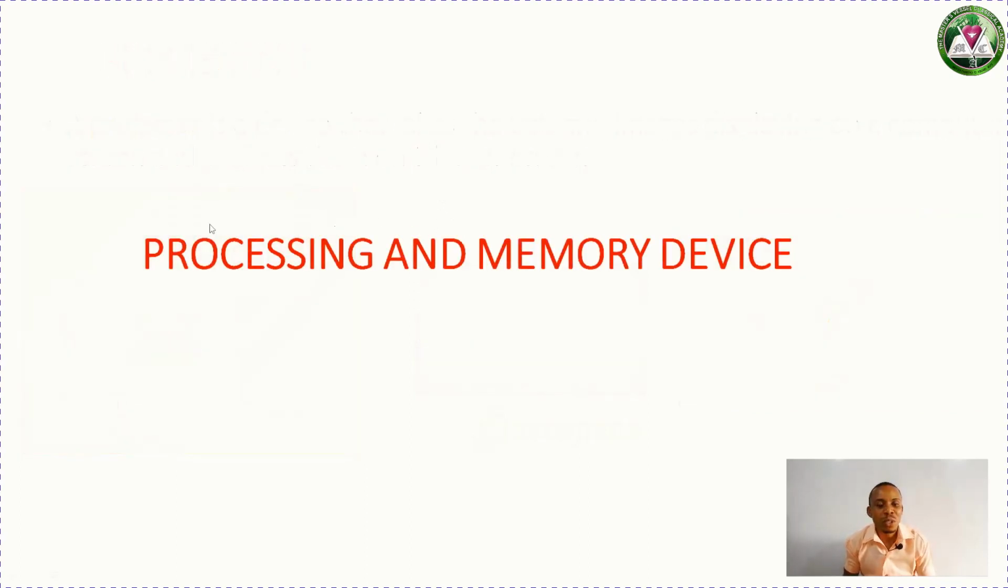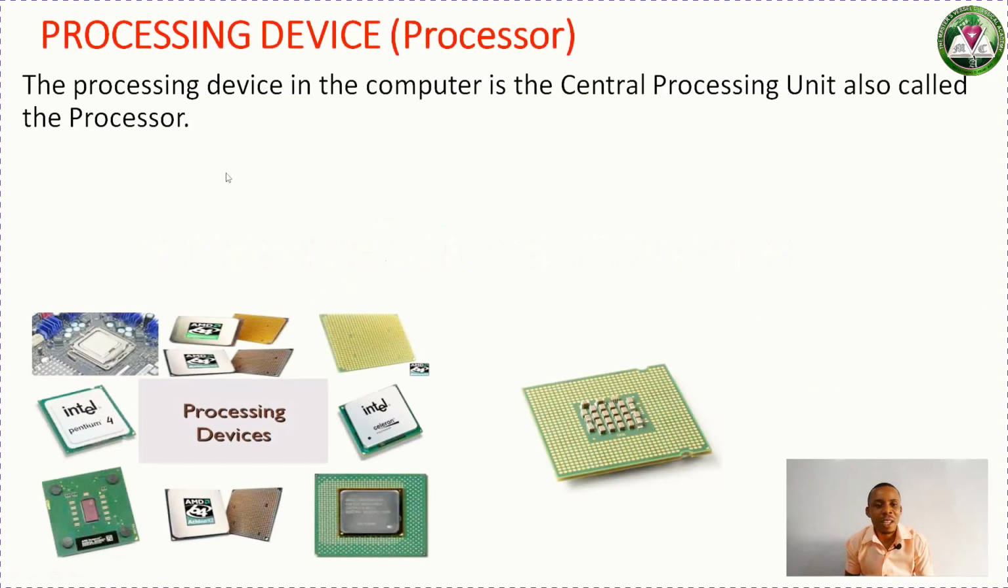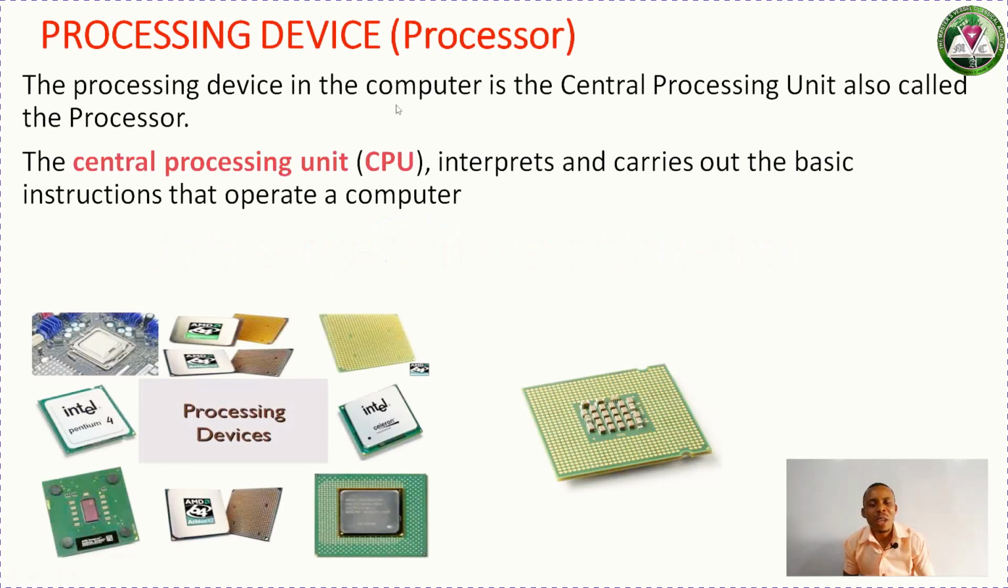Okay, let's move over to the next one, which is processing and memory device. What is a processing device? We have types of processing device also. But before that, what is a processing device? We say that a processing device, which is the central processing unit, helps us to interpret and carry out the basic instructions that operate on the computer.